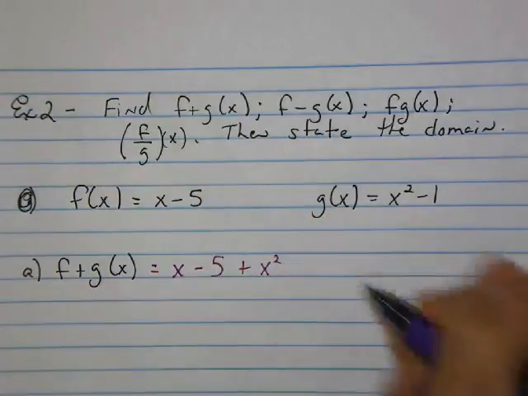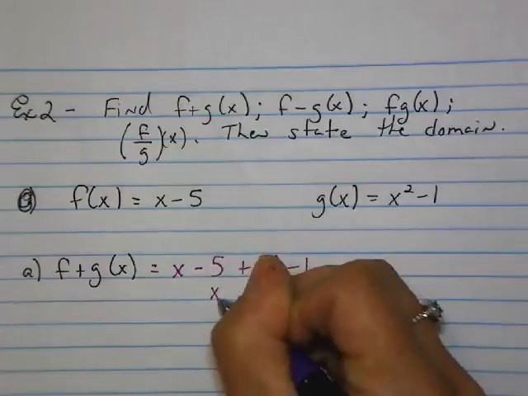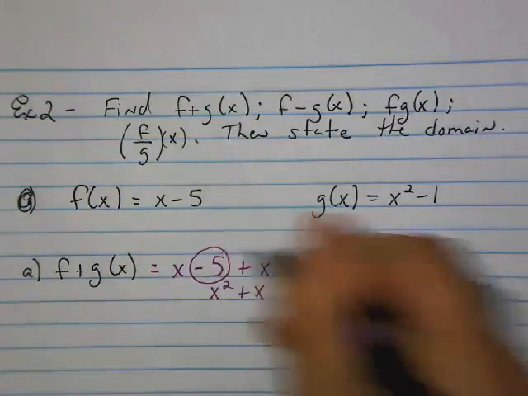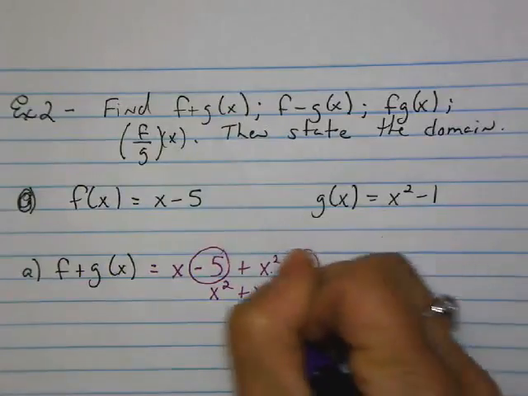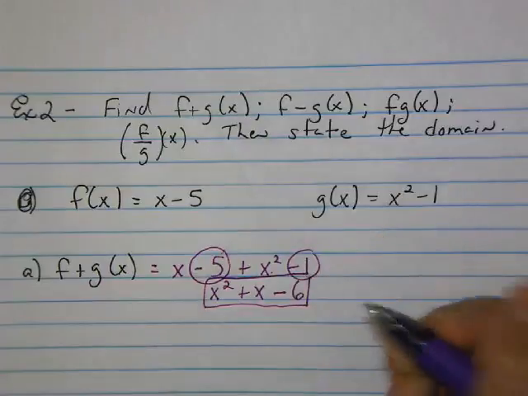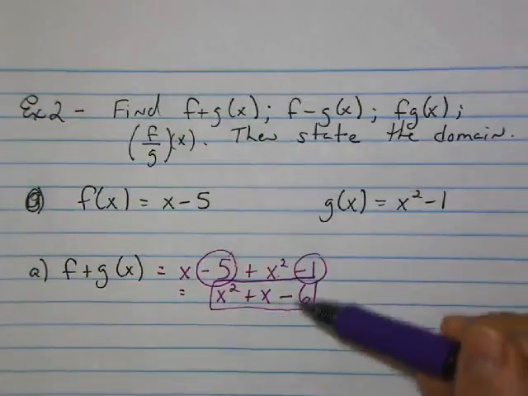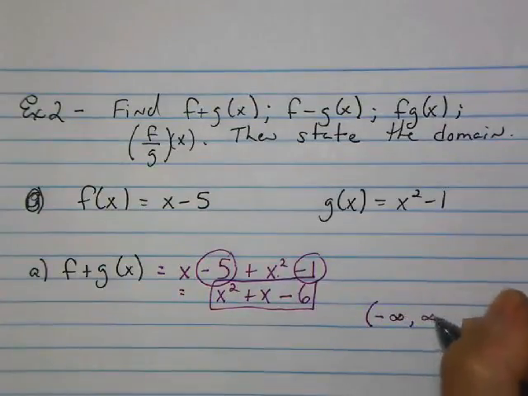Okay, so I'm going to go ahead and put them in order. x squared plus x, I have a negative 5 and a negative 1 gives me a negative 6. Now I need to give the domain. So again, this is going to be a parabola, so it's going to be negative infinity to infinity. I don't have a denominator, I don't have a square root. Okay?